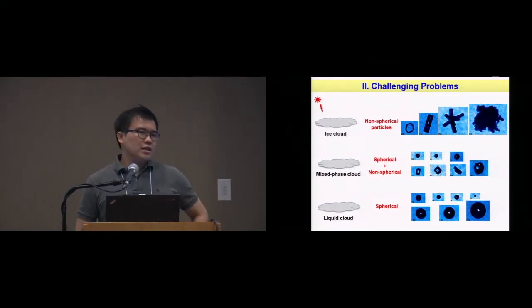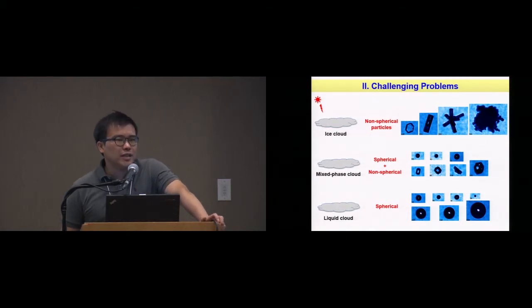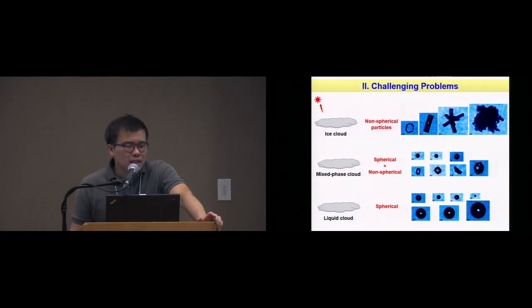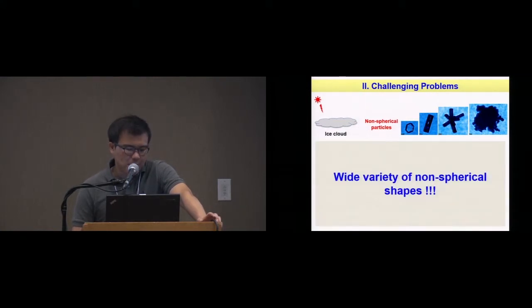So cloud consists of non-spherical ice crystals and spherical particles. So in terms of thermodynamic phase, cloud can be divided into three categories. First one is a high cold ice cloud, an ice cloud consists of non-spherical particles. And then spherical and non-spherical particles coexist in mixed phase cloud. And then liquid cloud, this one is a low warm cloud, consists of spherical particles. We are focusing on this ice cloud.